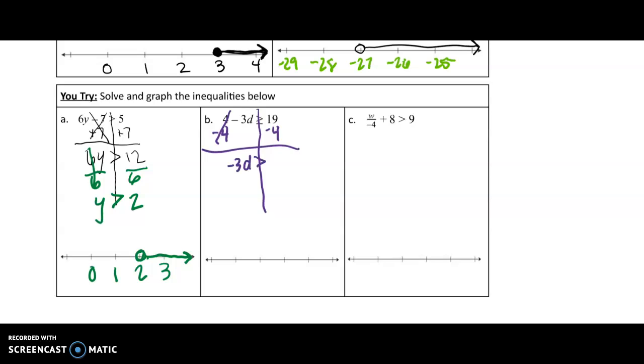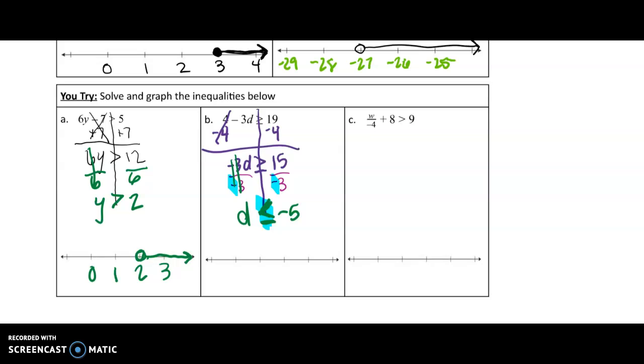Negative 3d is greater than or equal to 15. We are multiplying by negative 3, so the opposite is to divide by negative 3. We divided by a negative on both sides, so my inequality is going to flip. So it's going to go the opposite direction. Negative 3 divided by negative 3, that cancels. And we have d is less than or equal to negative 5.